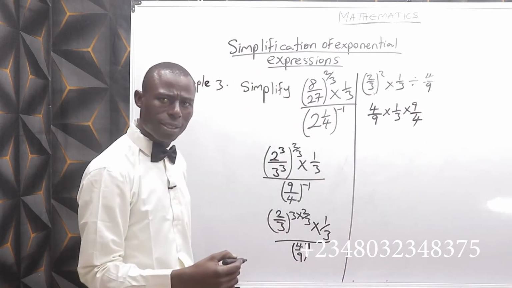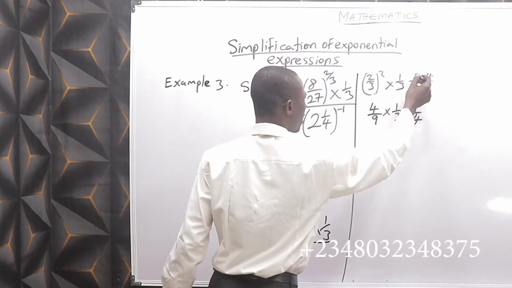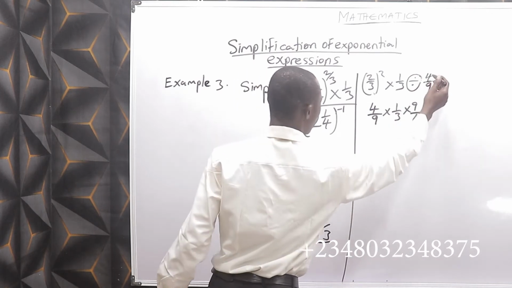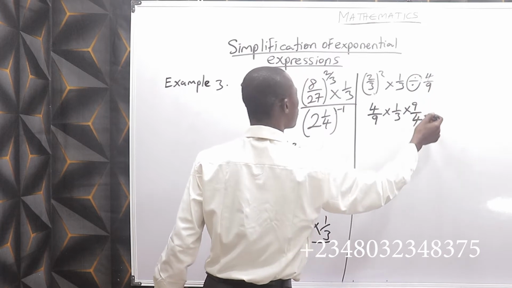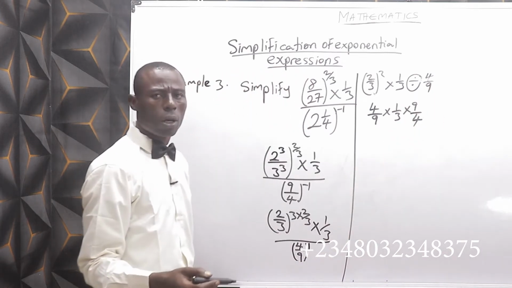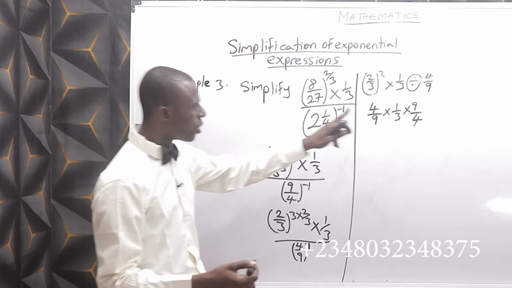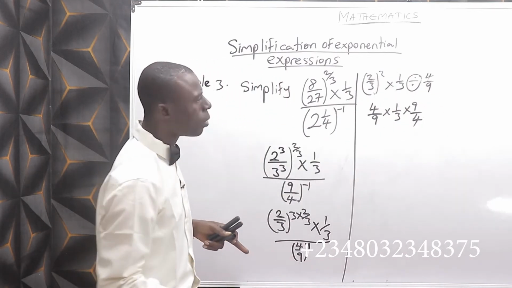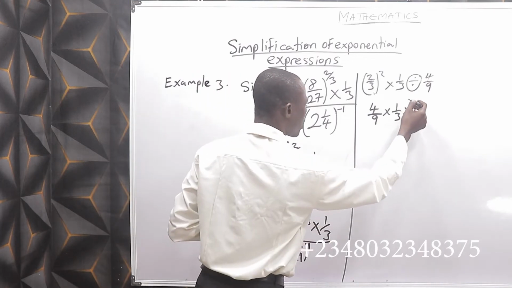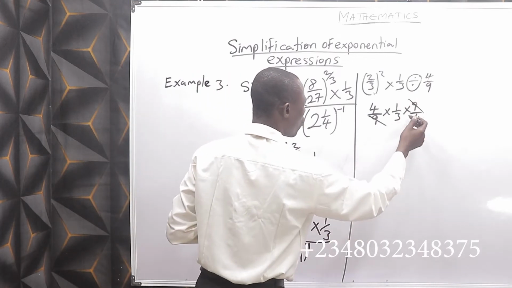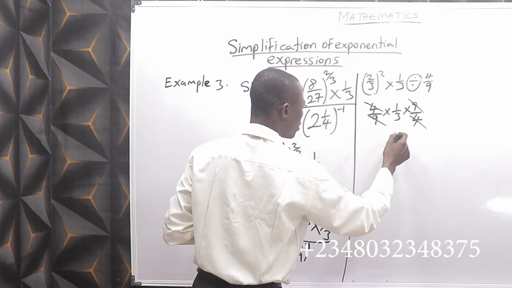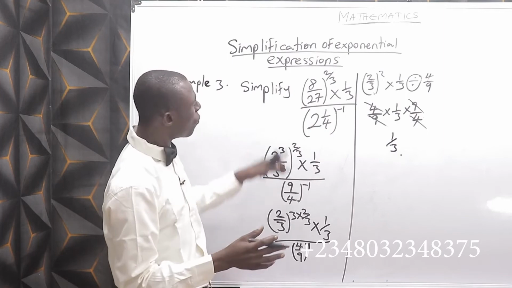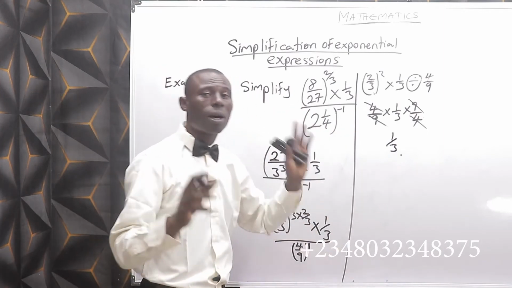Do you understand? This division sign will turn to multiplication, and the divisor, that is 4 over 9, will turn to 9 over 4. The inverse of division is multiplication. Once you put it there, then you find the inverse of the divisor. So 9, we take care of 9. 4, take care of 4. The result is 1 over 3. The simplified form of all these is 1 over 3.